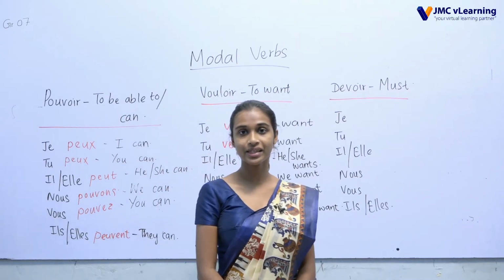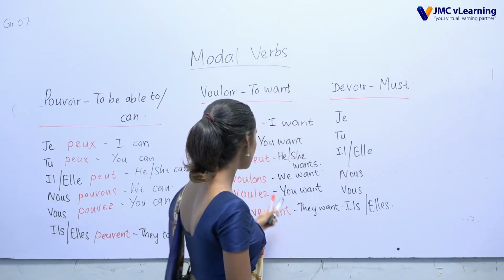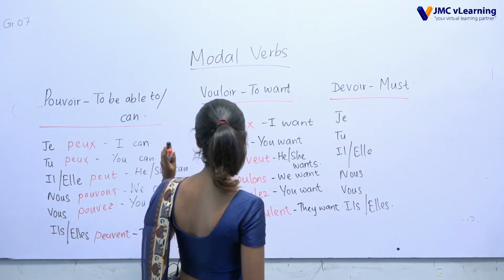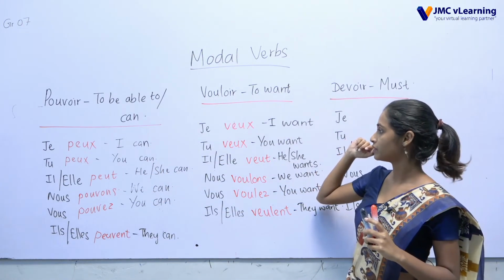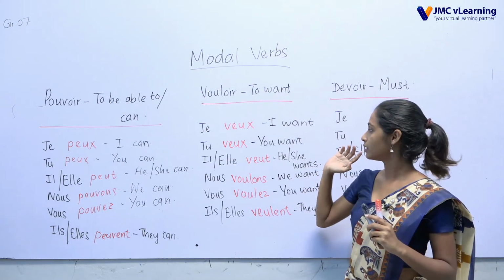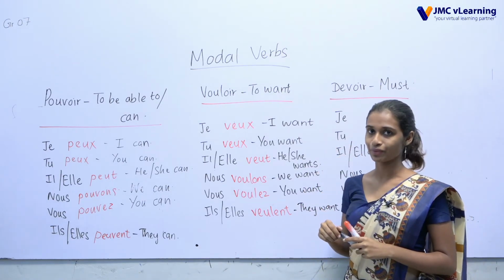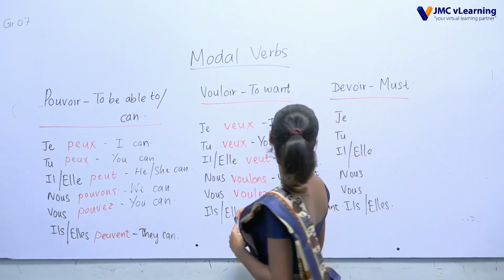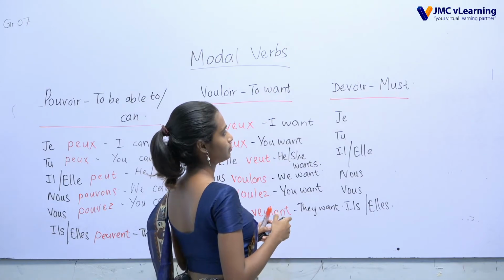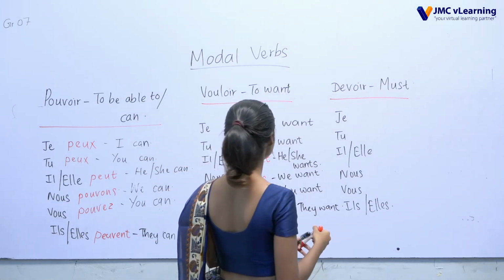Okay, did you understand this part? So now we have learned how to conjugate the pouvoir verb and the vouloir verb with the particular subject pronouns. Now we are going to learn how to conjugate the verb devoir, must, right?